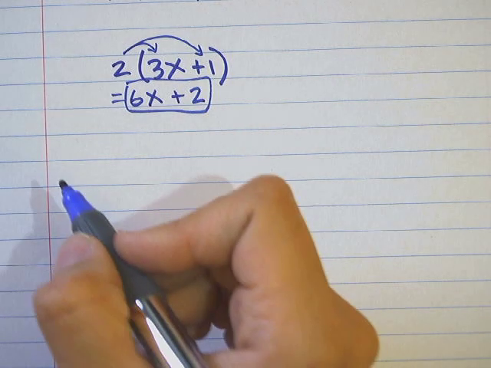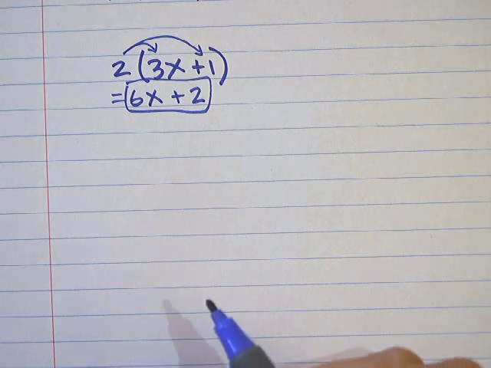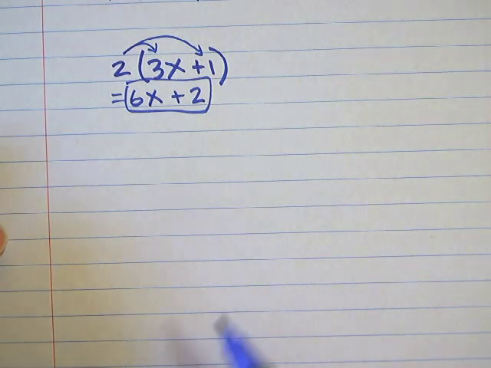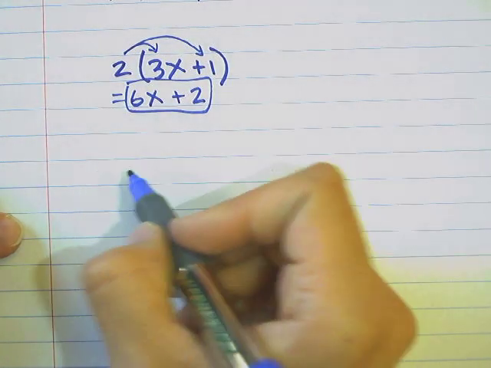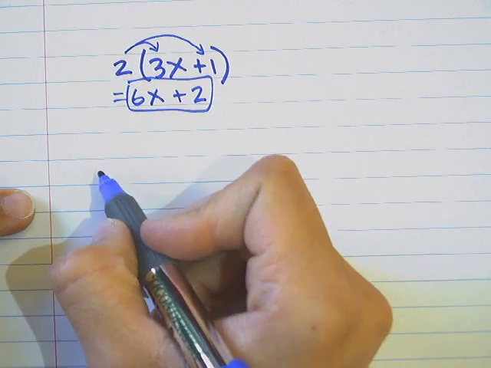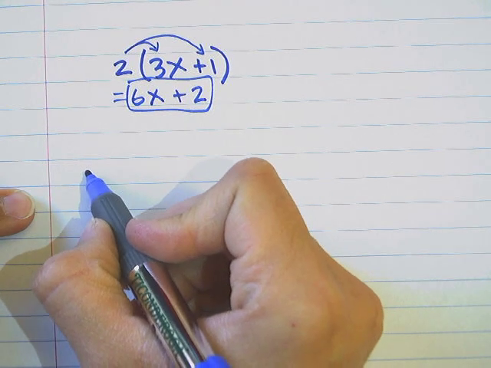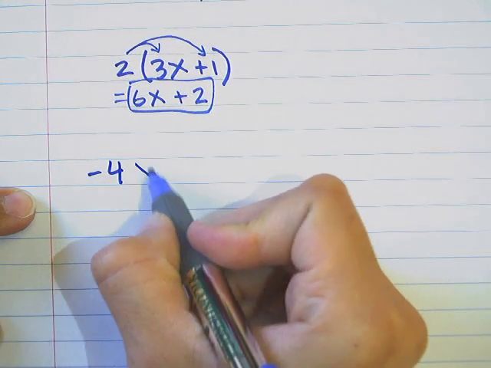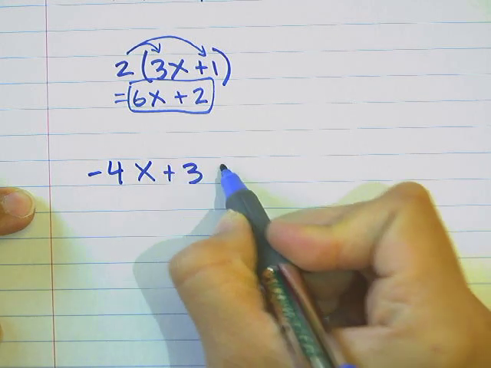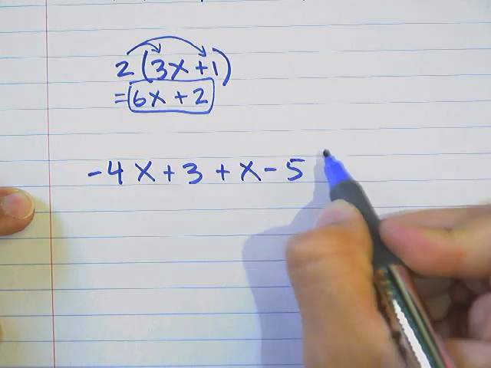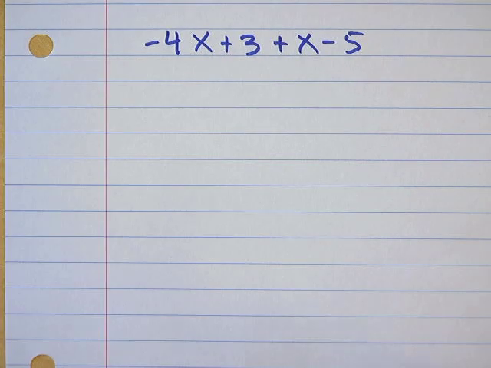Now I'm going to go into something a little more complex looking, and I'm going to show you how you can actually make it as simple as a 2-term binomial. Let's do a couple of examples just to get the idea of how this works.